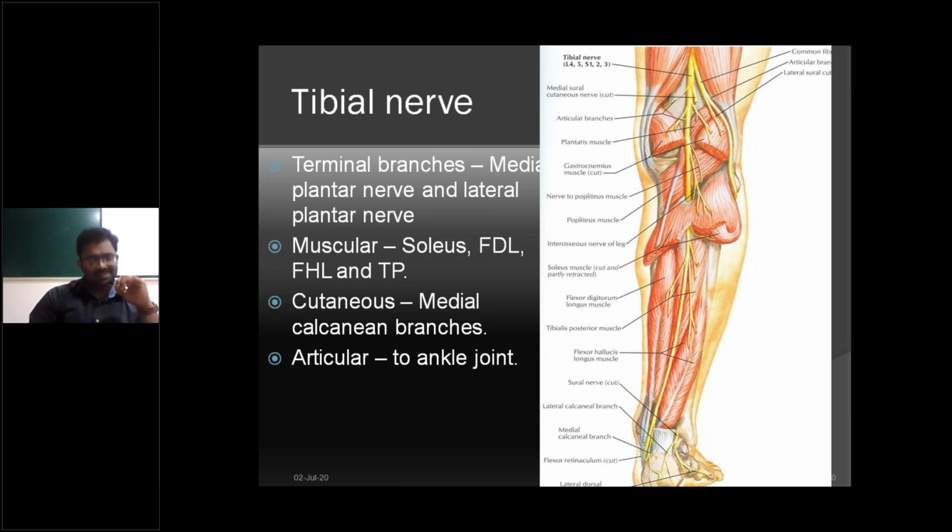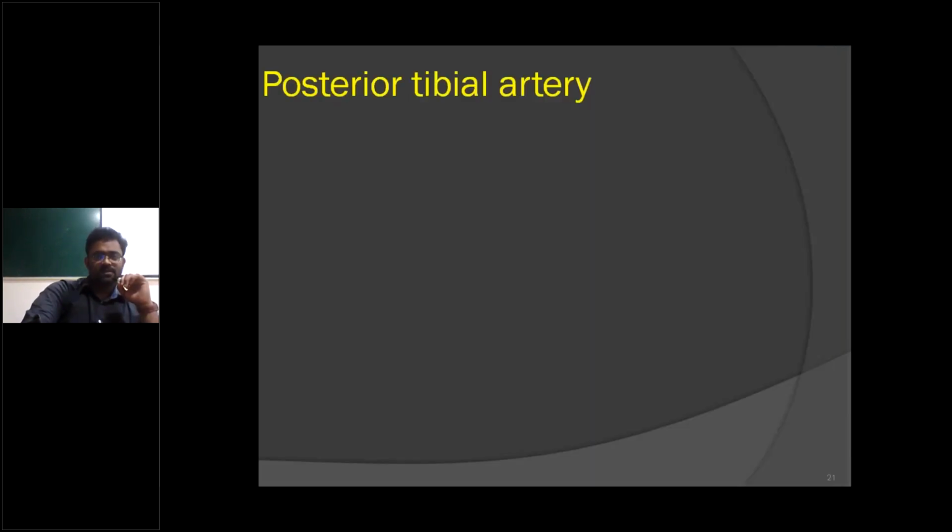So anyway, the next class is the sole of the foot. In the sole of the foot, muscles are arranged in 4 layers. You listen carefully. These 4-layer muscles are supplied by the medial and lateral plantar nerves, the terminal branches of the tibial nerve, right? So that's it about the tibial nerve.